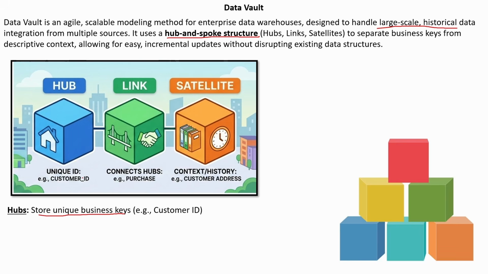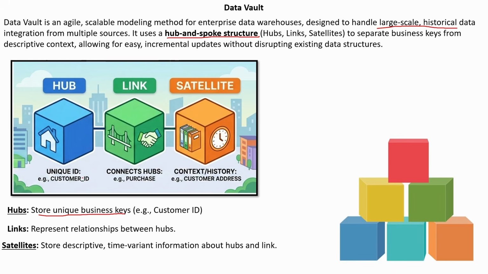Okay, and next one we have links. Links are like roads and bridges connecting all the different hubs together. Okay. If we have a hub for customer and we have another hub for product, okay, a link block would connect them to show that a specific customer bought a specific product, right? It is a connection between multiple hubs. Okay. It's like a highway connecting the customer to the product warehouse.